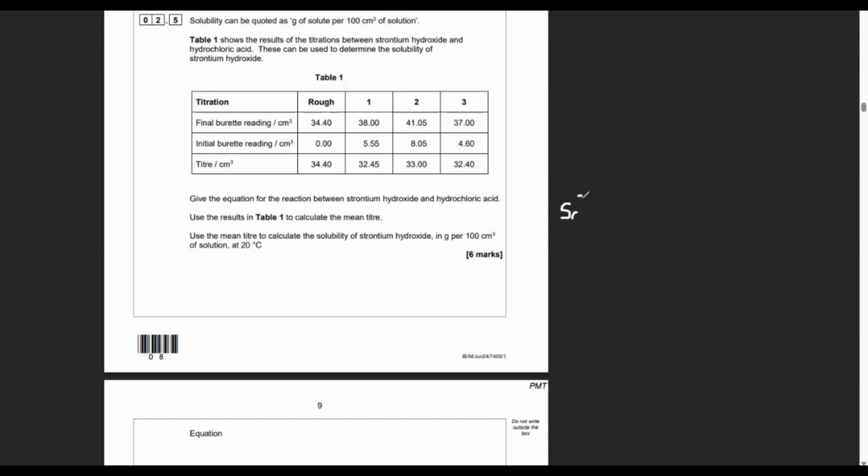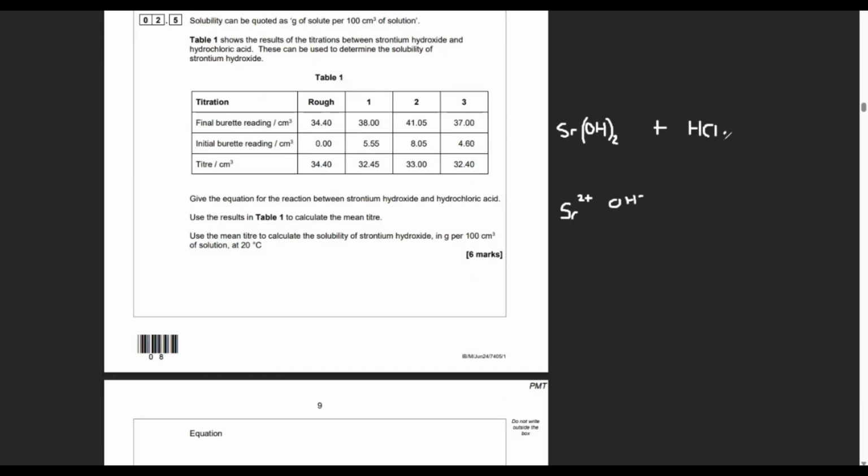Now, strontium's in group 2, and hydroxide ions have a charge of -1. With that in mind, we should be able to formulate an equation. Strontium hydroxide must have the formula Sr(OH)2. Now, what else do we need to know? It's reacting with hydrochloric acid. And do we need to put state symbols for this?